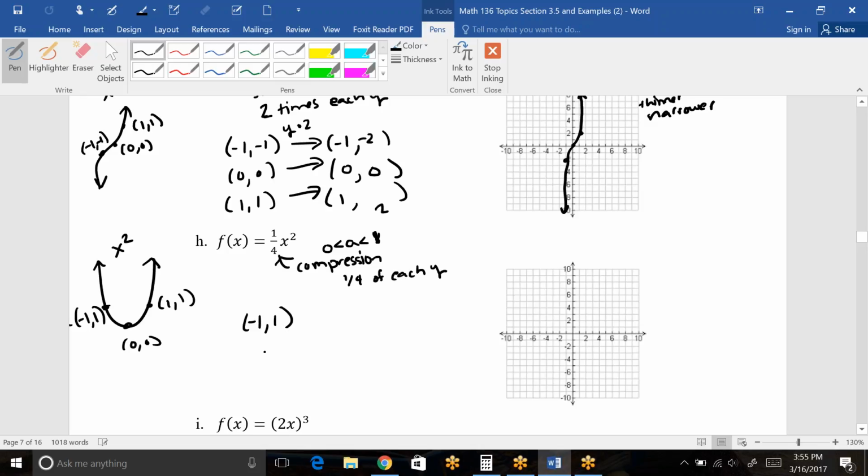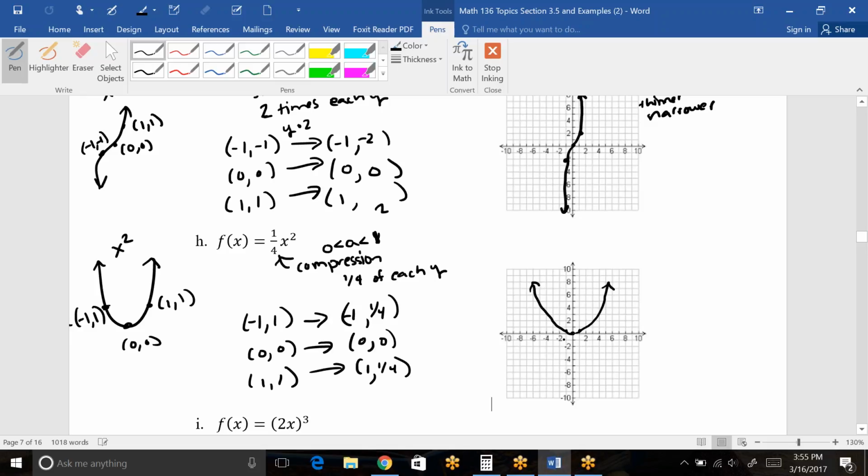So my 3 points, I write them down. I realize that x's are not being affected, so I can rewrite the x's right away. But I'm going to take 1/4 of each y, so that makes this 1/4. 1/4 of 0 is still 0, and this makes this 1/4. So notice that's 0, 0, negative 1/4, and 1/4. Notice my parabola is taking a lot longer to grow. I could do more points if I want, but essentially if you've got a fraction in front that's less than 1 but bigger than 0, you're going to be making a wider graph. So this is a compression in the y direction because you're squishing down how fast they grow.